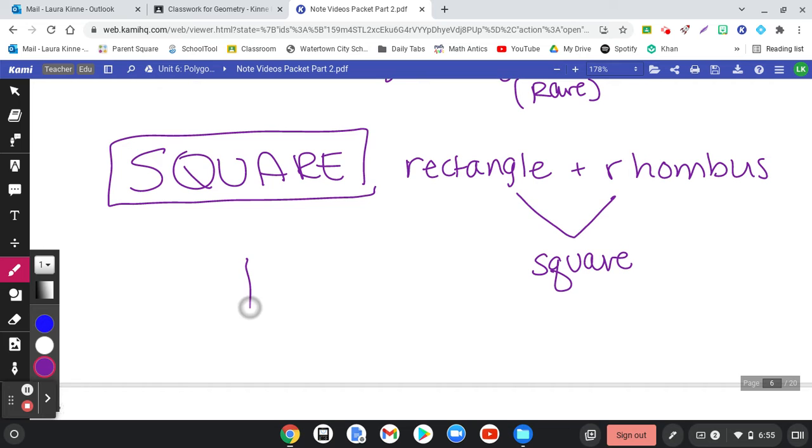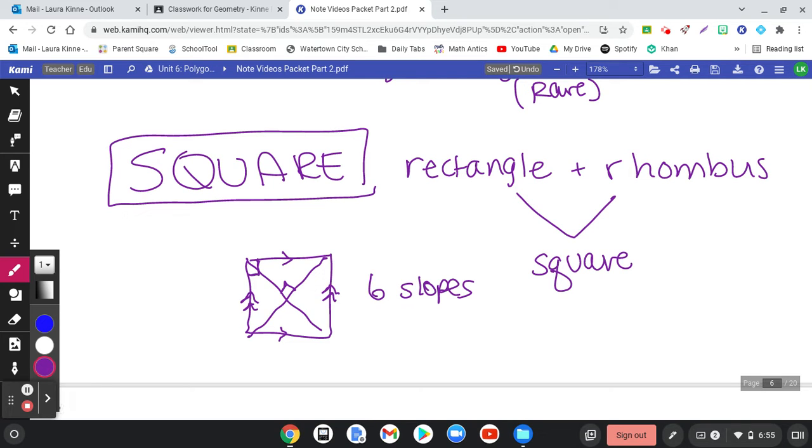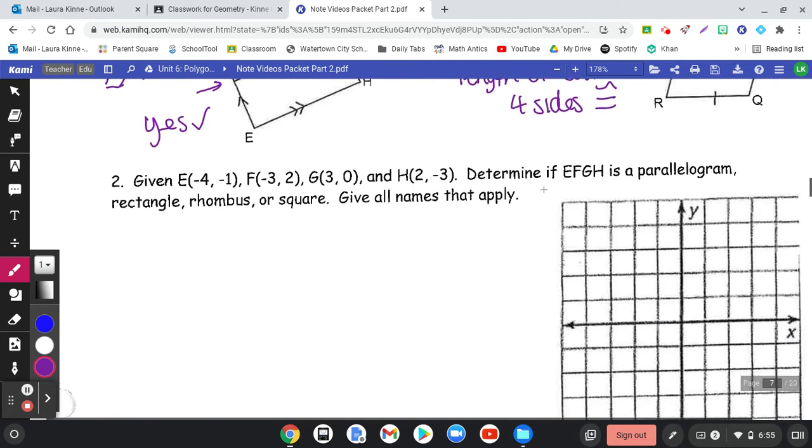So again, for me, I like to show that opposite sides are parallel, that we have a right angle, and that diagonals are perpendicular. So if you do all 6 slopes, it will cover all of those things. It will tell you if it's a parallelogram or not. It'll tell you if it's a square, a rectangle, or a rhombus. If it's not a rectangle, but it's a rhombus, it's not a square. If it's both, it's a square. If it's not one of those, it's not a square.